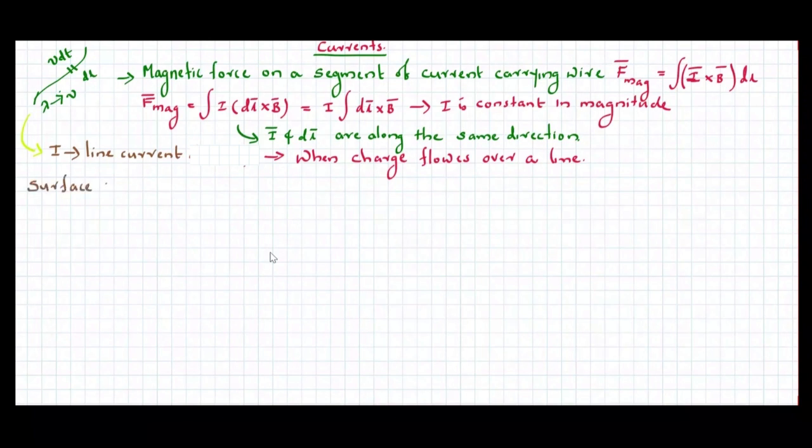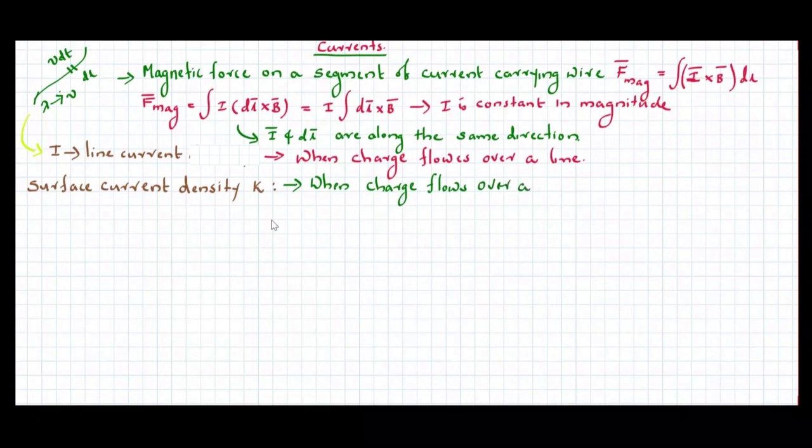Now, what happens when the charge flows over a surface? Now you have surface current density K. Line current is represented by I. In the same way, the surface current density is represented by K. When the charge flows over a surface, we describe it by surface current density K. Now, how do you represent K? K is di by dl perpendicular.